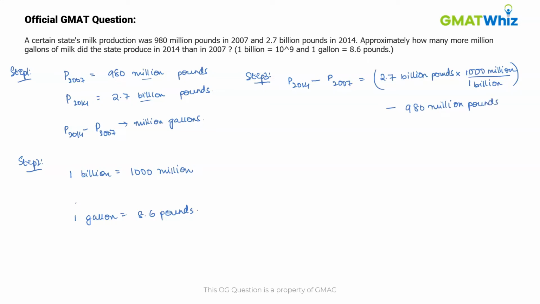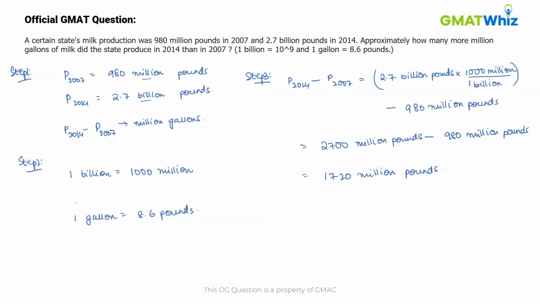So we are left with 2700 million pounds minus 980 million pounds. This gives us a total of 1720 million pounds. So the increase in state production from the year 2007 to 2014 is 1720 million pounds. But now we have to change this into million gallons, which is given in the question.